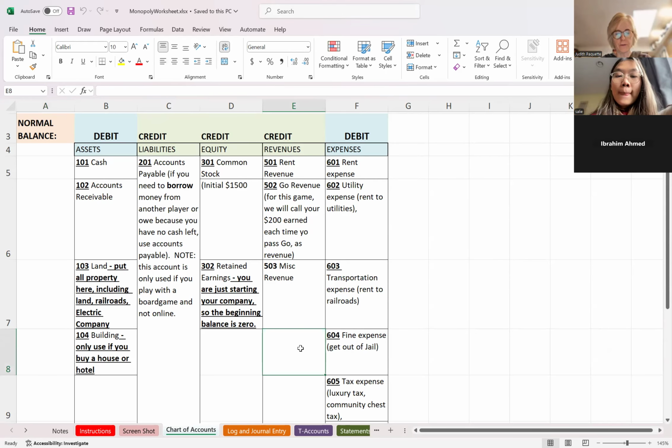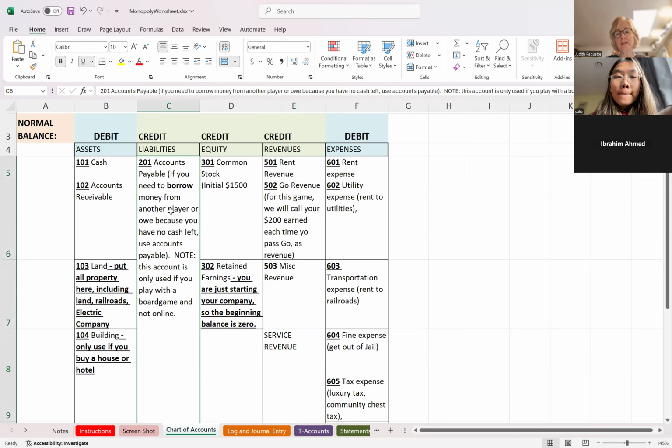So that's the one we're going to be using. So I'm going to add it here while we talk, service revenue. We didn't need it in Monopoly. We wanted to know rent revenue, Go revenue, and miscellaneous, but for our exam, over here for the assets, we'll have cash, accounts receivable, land, building, and then liabilities, you guys learned more than that. Stockholders' equity is only common stock and retained earnings. And then rent is all that other stuff.